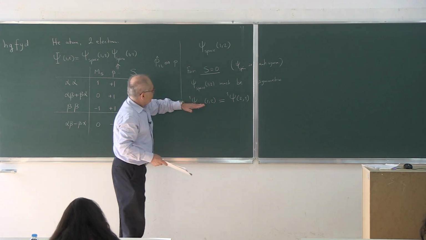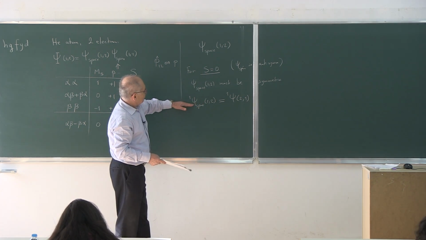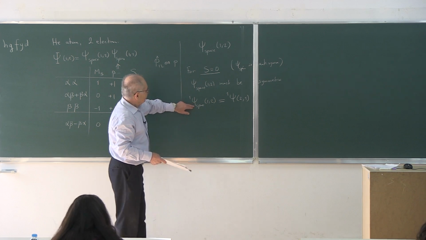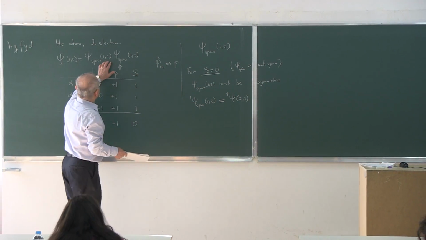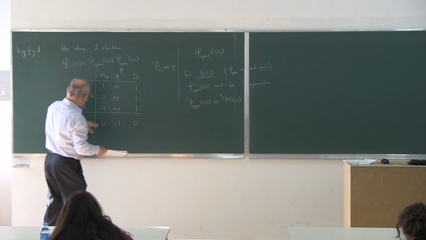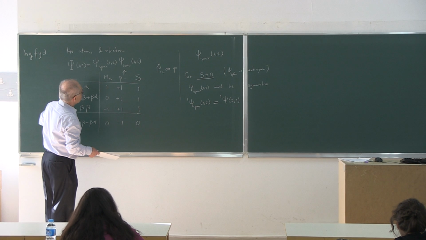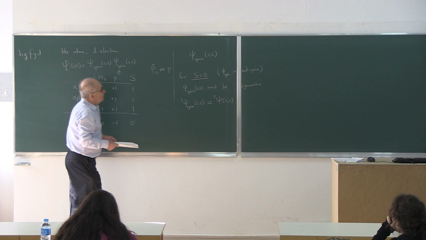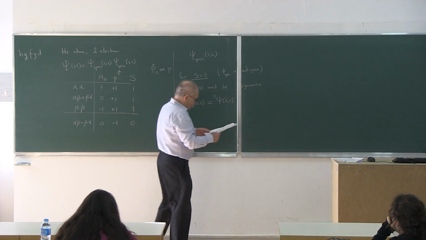So, any function of 2 electrons of this type, when you use it in this expression, the spin part is this factor here. This is the antisymmetric spin function, 2 electron spin function.